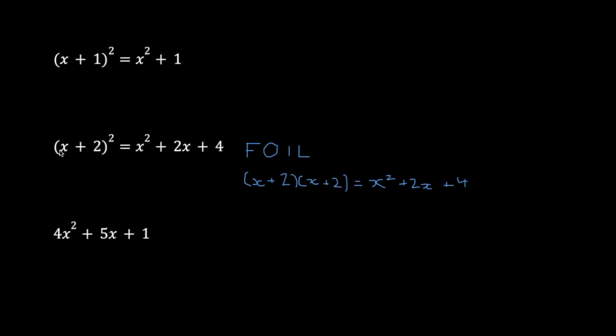A quick way to do this is we look at these numbers here. So if you want to, you can start off with first to get the x squared and then the last to get the 4, so 2 squared. But then you multiply this against the other and then you multiply it by 2 so that you get the 4x. So that's a quick way of doing FOIL.